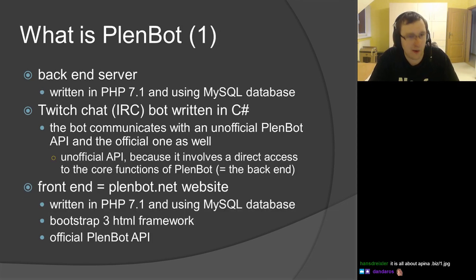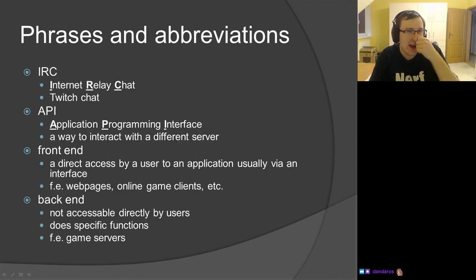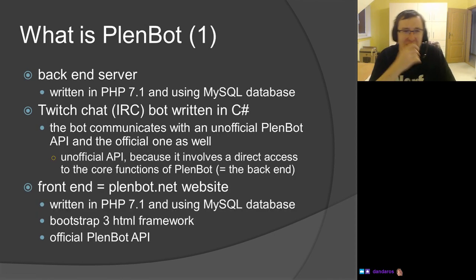So, now that you know this, the plan bot consists of three parts. Back end and front end, obviously. And I have the third one, which is the channel bot itself, which I forgot to turn on. But there we go. Plan bot is now on. Oops. Memes. Okay. I keep forgetting that for some reason.